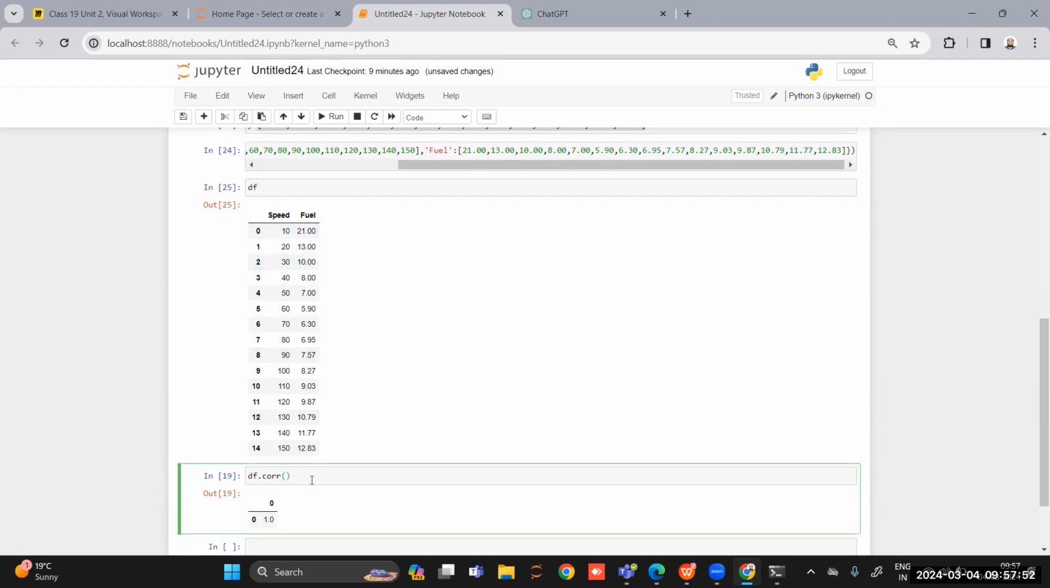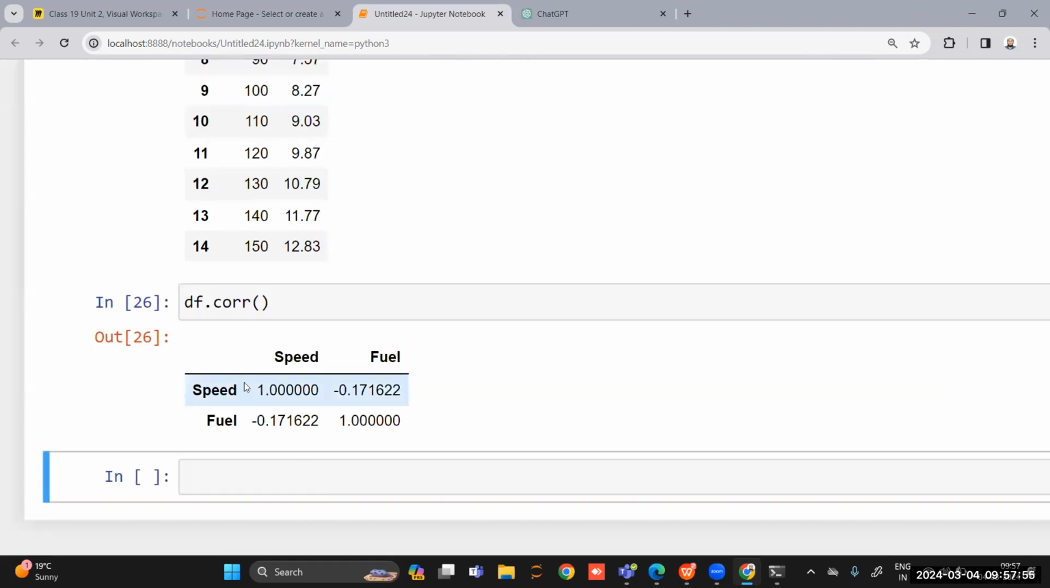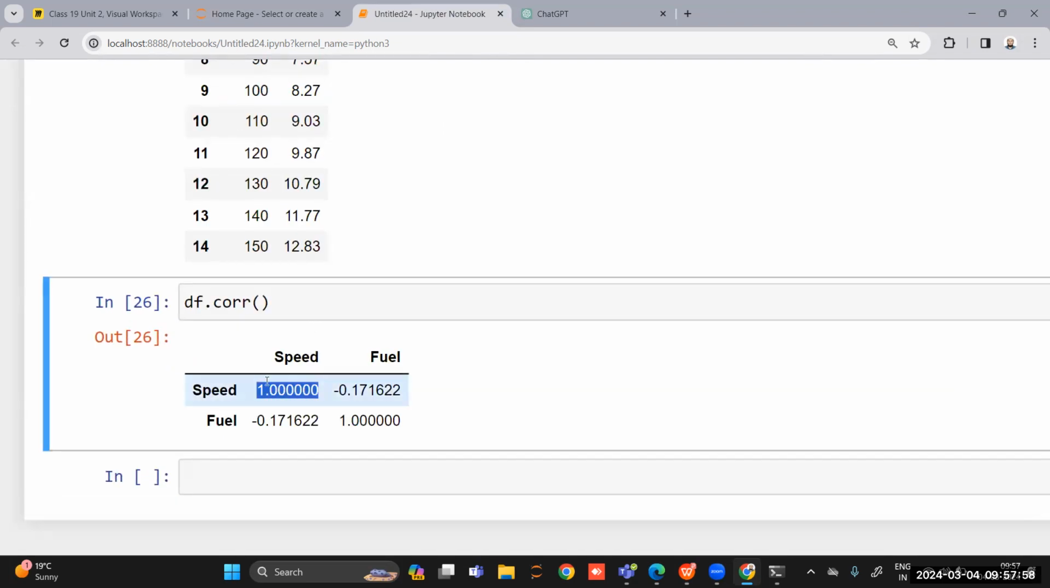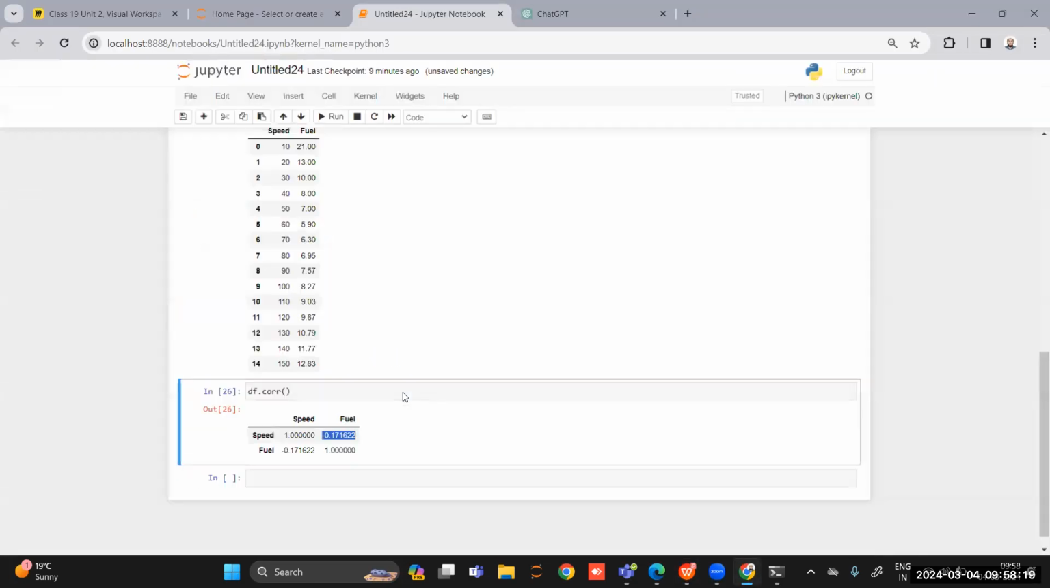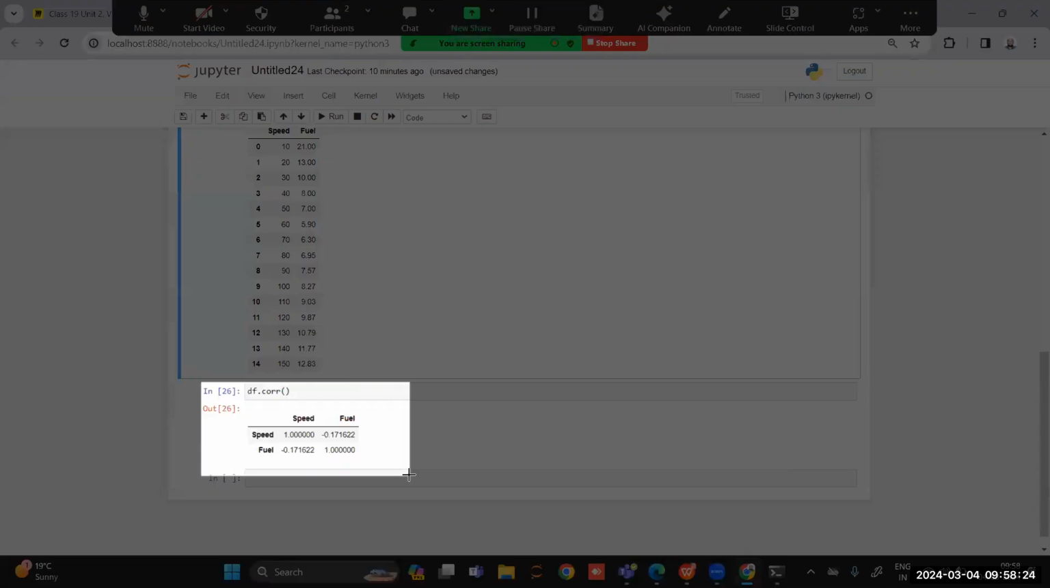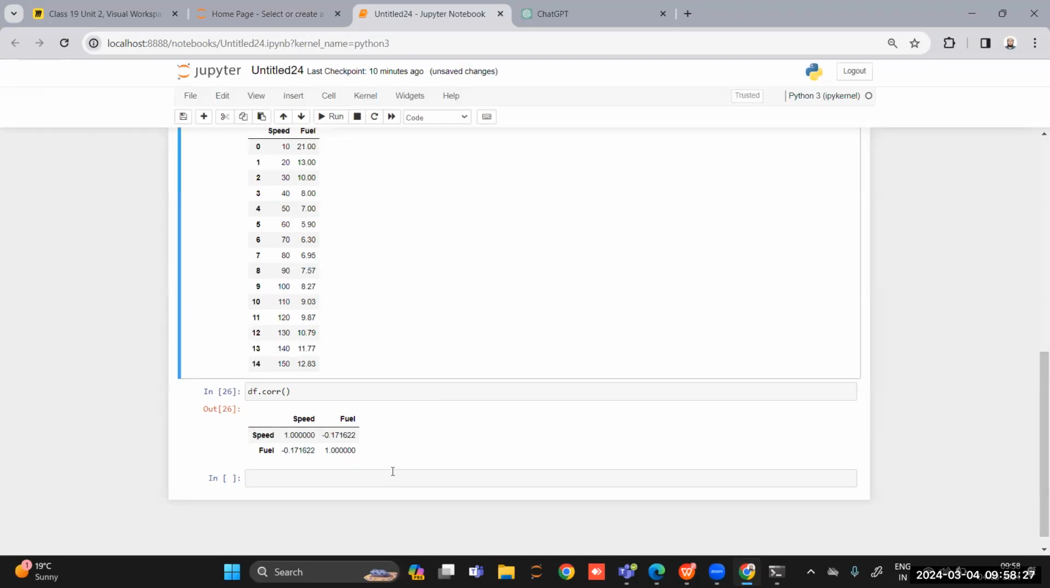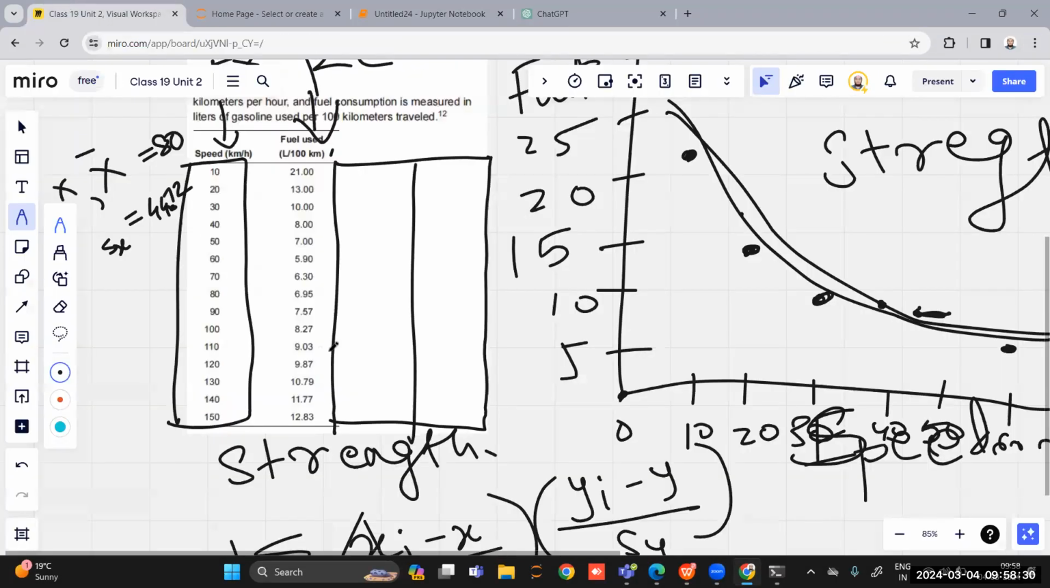Okay, so now we'll calculate the correlation. See, this column is giving the correlation between speed versus speed. When we calculate the correlation of a column with itself, it is always one. But you can see the correlation between speed and fuel. Speed and fuel is negative. That's the thing I want to explain. It seems like a weak correlation, though. Correct, weak correlation.